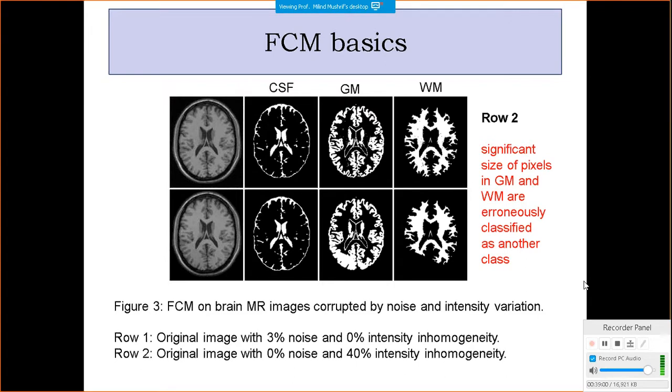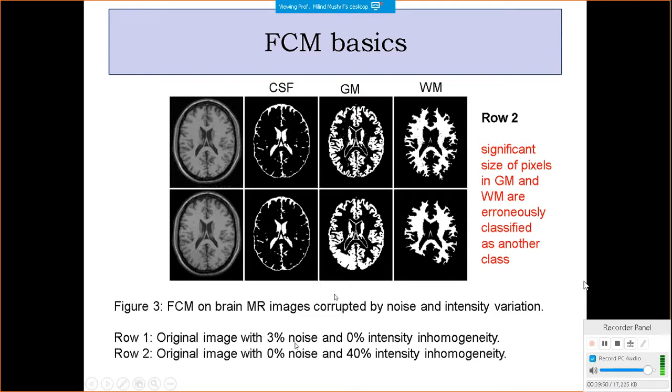Here two types of images are shown and their segmentation. These two images are segmented using the HCM algorithm. In row 1, the original image is corrupted with 3% noise and 0% intensity inhomogeneity. HCM is applied to this image, and the three segments are obtained: CSF, gray matter and white matter. You can see that because intensity inhomogeneity is 0%, you get fairly good segmentation. CSF, gray matter and white matter are properly segmented.